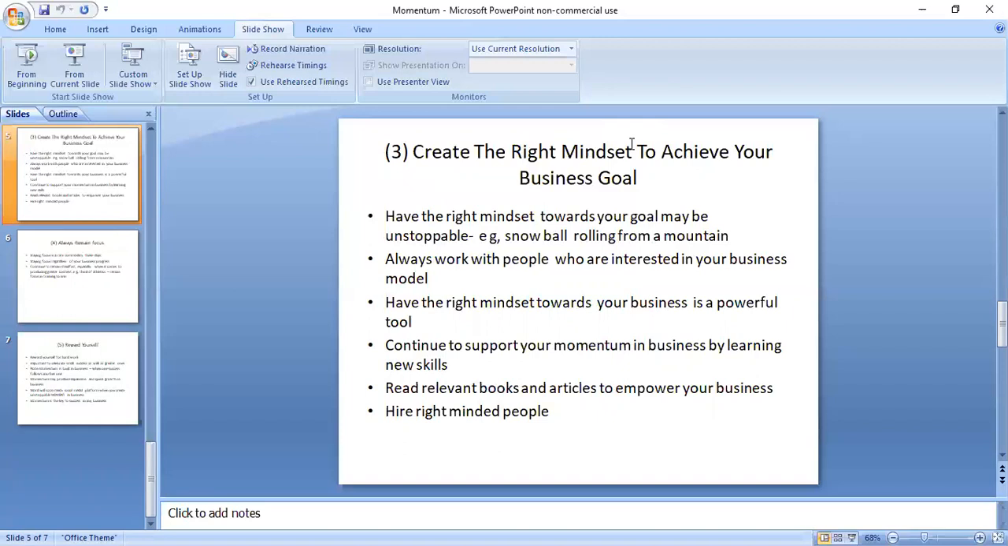That simply means once you see your goal is enacted, it continues to expand. It's unstoppable. Always work with people who are interested in your business model. And this is something that we need to ingrain in our psyche, that we always work with someone who has the same business model or similar business model or like-mindedness, because this in itself is a win-win situation.